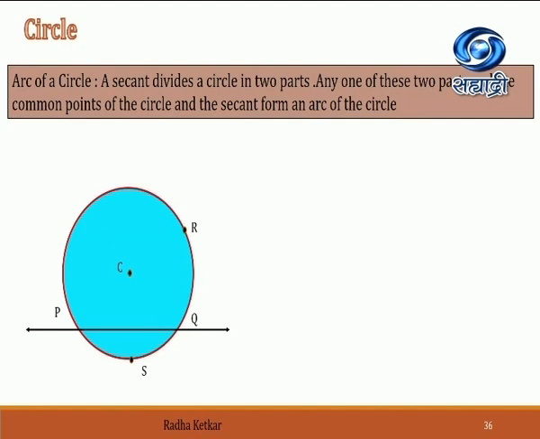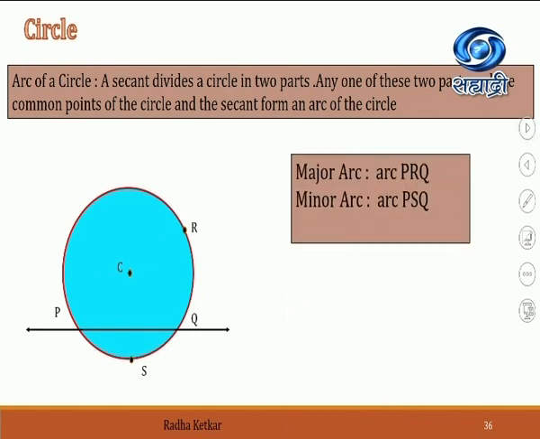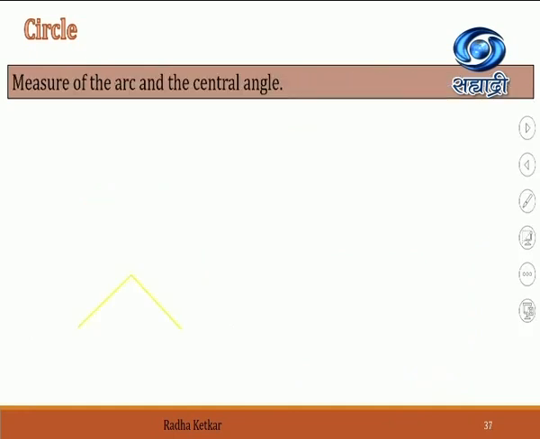Okay, so you can always say when you consider this secant, the part which is towards the center is always the bigger arc. Okay, so that is known as a major arc, and the part which is away from the center will always be the minor arc. So we can say PRQ is the major arc and PSQ is the minor arc. Okay, so major arc is PRQ, minor arc is PSQ.